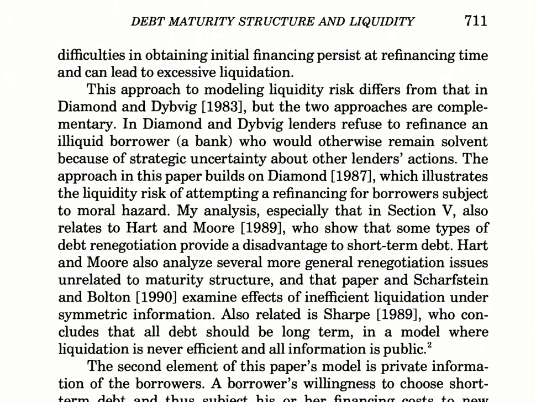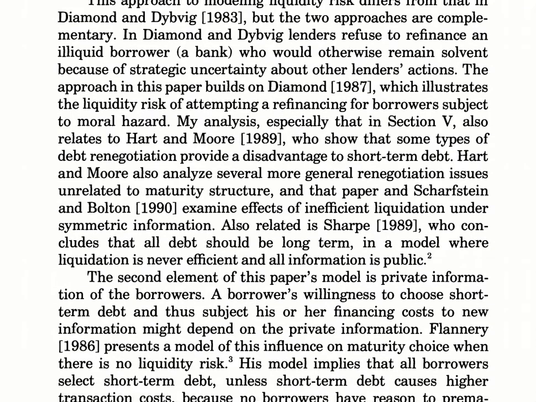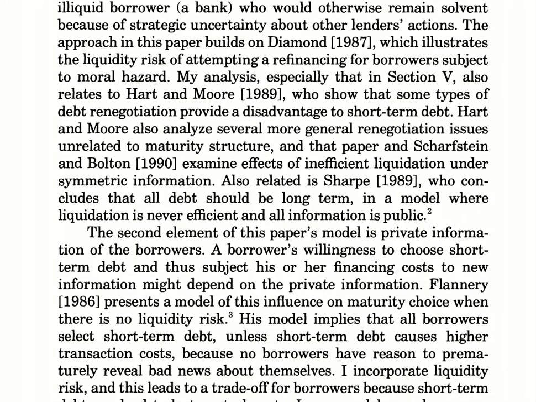Hart and Moore also analyzed several more general renegotiation issues unrelated to maturity structure, and that paper and Scharfstein and Bolton examine effects of inefficient liquidation under asymmetric information. Also related is Sharpe, who concludes that all debt should be long-term in a model where liquidation is never efficient and all information is public. The second element of this paper's model is private information of the borrowers.